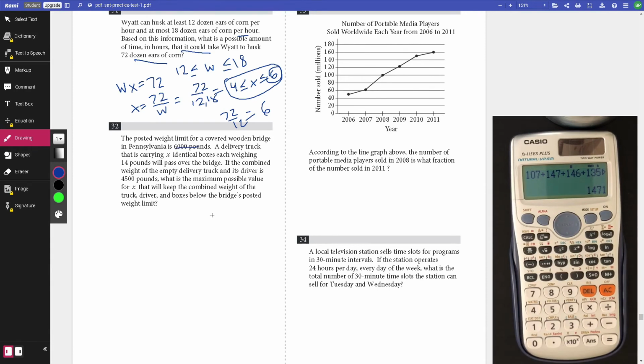So the weight limit is 6,000. It has to be less than or equal to 6,000. So a delivery box, they're carrying boxes which each weigh 14 pounds, so 14x, where x refers to the number of boxes. And then, the combined weight of the truck and its driver, the empty truck, is 4,500, so this is simple.